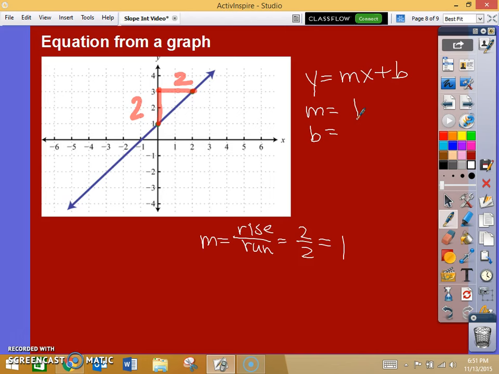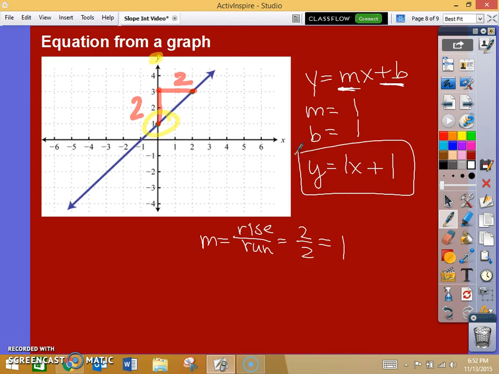The next part is even easier. My b value is just where I cross the y-axis. So if I'm looking at this graph, first I find the y-axis. Well, this is the y-axis. And now I look for the place where I actually cross it with my line. There it is. I cross right there at a y value of 1. And so my b value is 1 as well. So if I plug in my m and my b, y is equal to 1x plus 1.